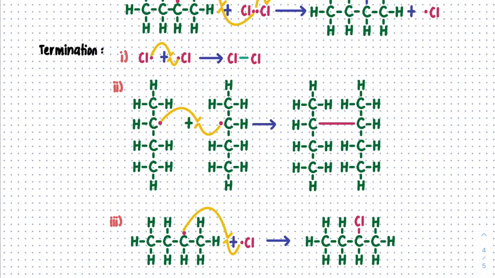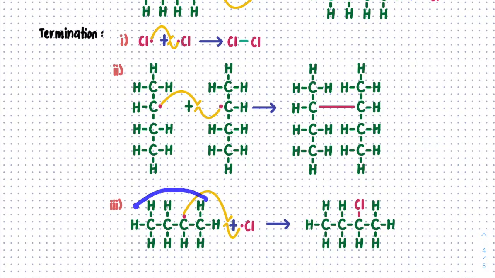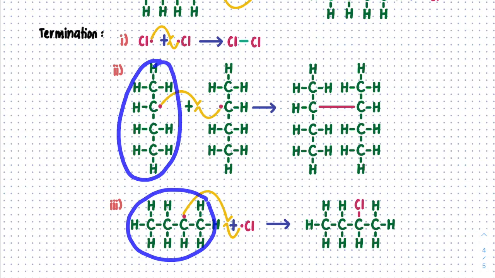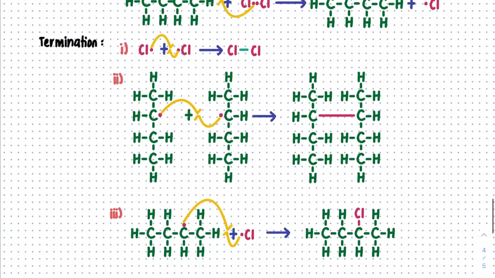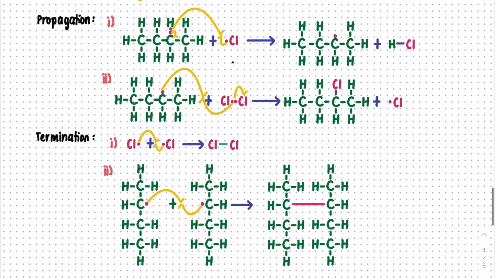Okay, last but not least, we have to show the combination of radicals that forms our major product, which is from here, our radical with our chlorine radical. So this is our major product. For this one, if you are unsure, Miss will give a link here in the description for the mechanism of free radical substitution. Okay, so that's it for this video.